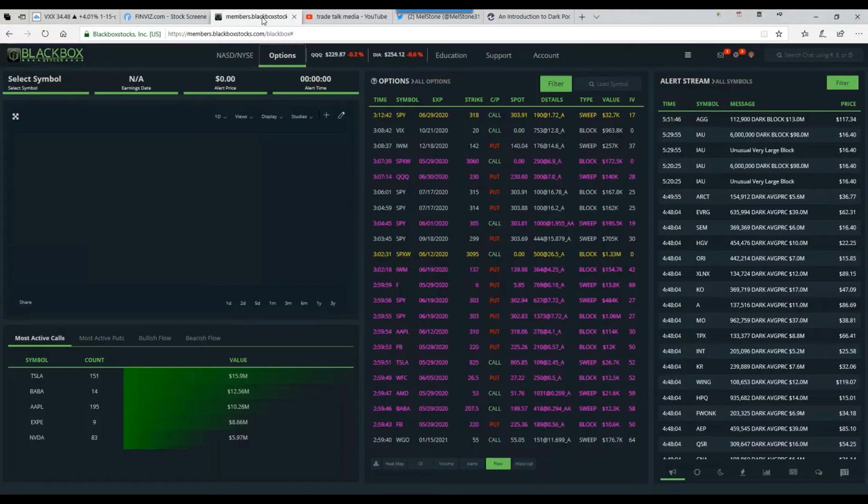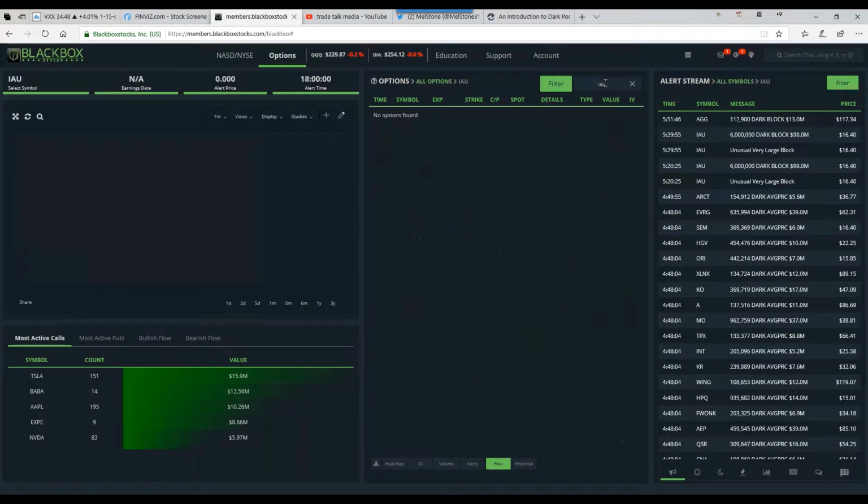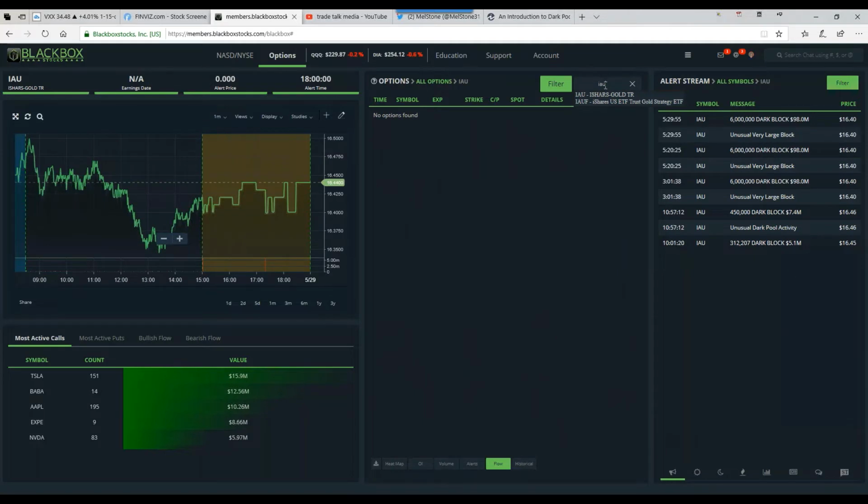I utilize Black Box Stocks to be able to see all of the dark pool prints that come through, and so did want to give you guys some insight on some activity I've been seeing. Want to just start off with this IAU. That is our iShares Gold Trust, and we are seeing some size come through tonight.